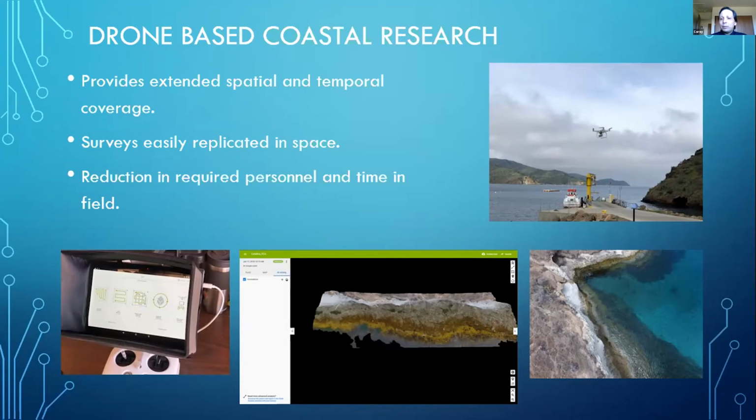The surveys are pretty easily replicated in space. These things are pretty accurate in terms of how they replicate their surveys, and they can replicate a survey, plus or minus, 5 to 10 centimeters in space from the air. And then the big one nowadays, when you start thinking about budgetary limitations, you don't need a lot of people and time out in the field to do this. In fact, you can do a whole survey with just one person operating the drone. So drones are offering a lot of advantages for the world of intertidal research.